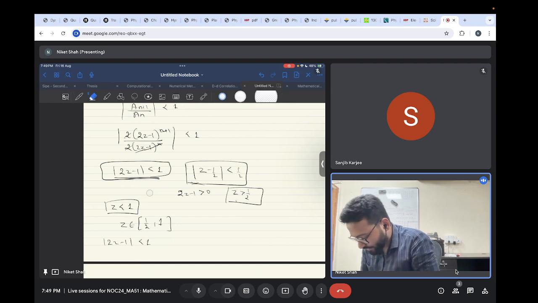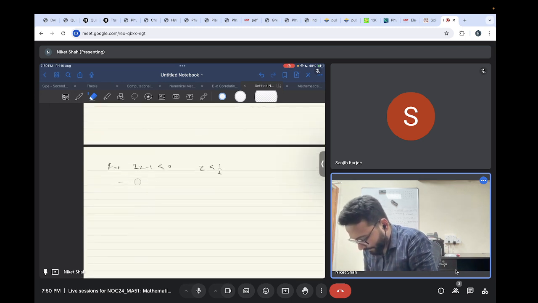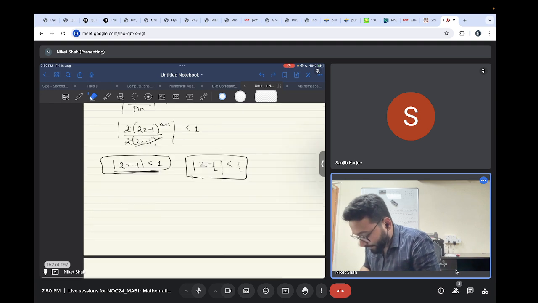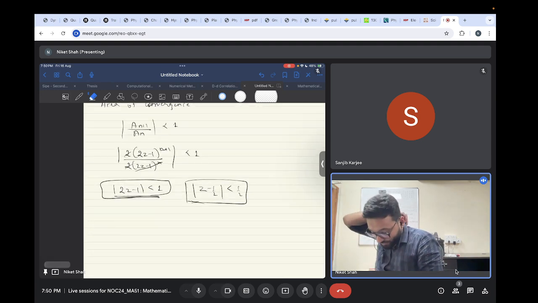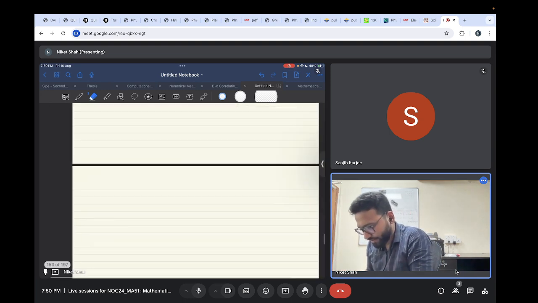So, okay, let's erase this to avoid confusion. But yes, 2z minus 1 less than 1 is the criteria that we already obtained. So mod z minus half is less than half is the final criteria. Okay.